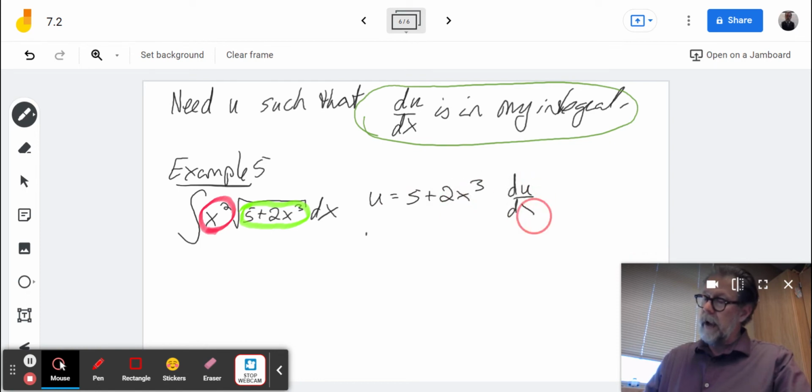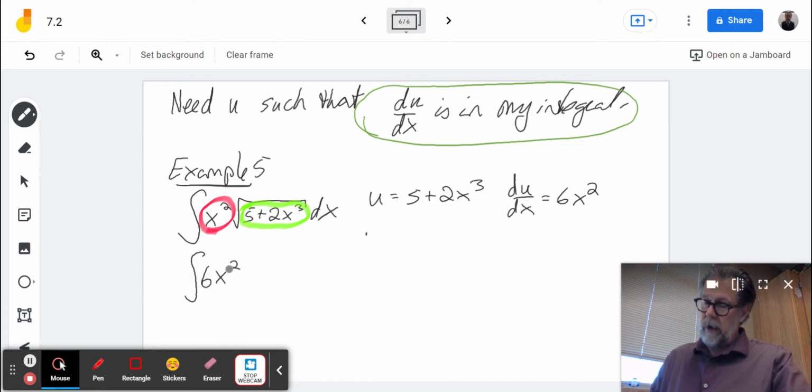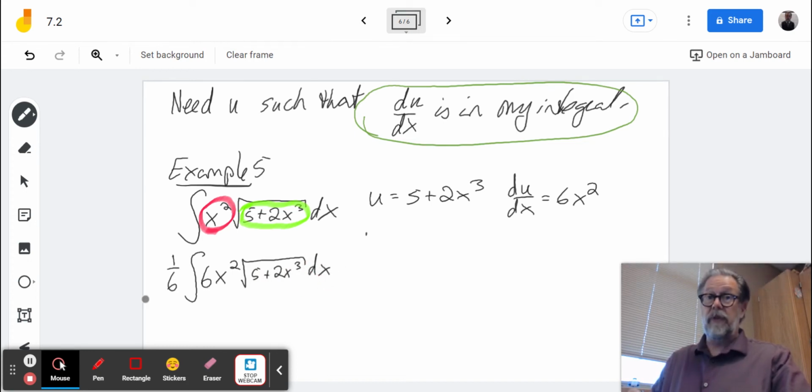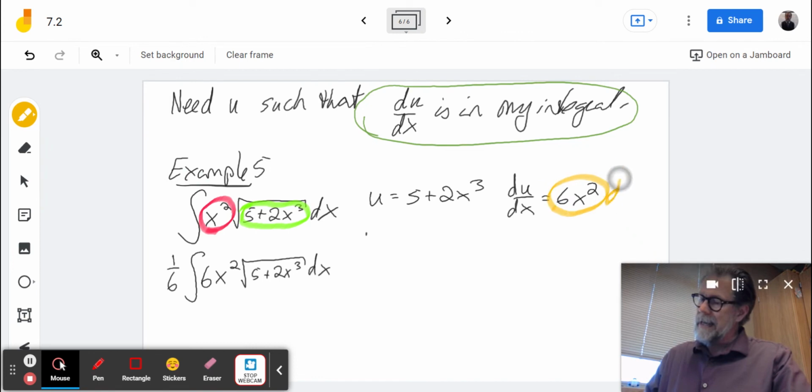u is equal to 5 plus 2x cubed. Derivative of u with respect to x is 6x squared. Now notice I don't have a 6x squared in my integral, but I could if I really wanted to. I'm going to put a 6 in front of the x squared. I'm going to put a 1/6 out front. And notice I'm allowed to do that because I can take the constant in and out of the integral as necessary. And now what I see is that du, 6x squared dx, if I think about the differential, is here.